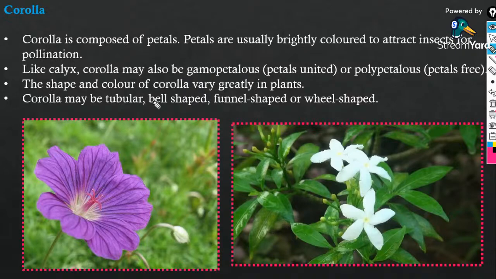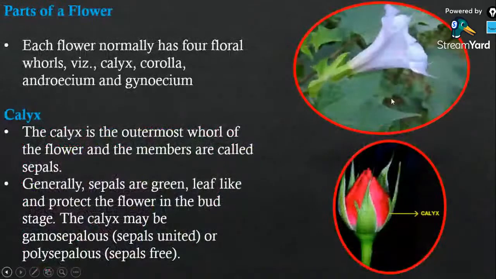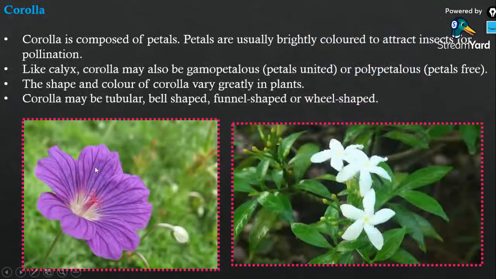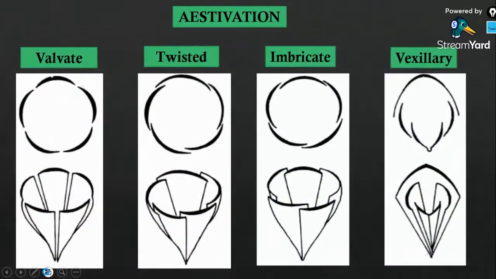The shape of the corolla may vary greatly from one plant to another. In this plant, you can have a bell shaped flower. There is tubular flower, bell shaped flower, funnel shaped, and wheel shaped flower as well. Look, this is an example. This is like a wheel, right? A wheel like flower. So that's it. And guys, our next super important topic is aestivation.